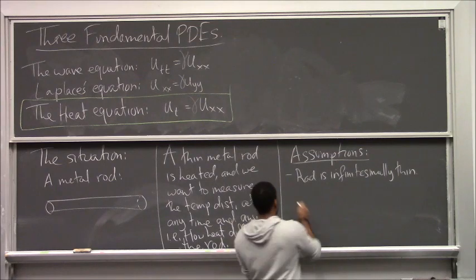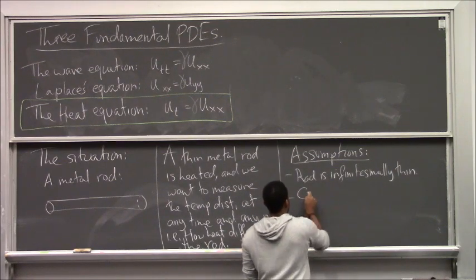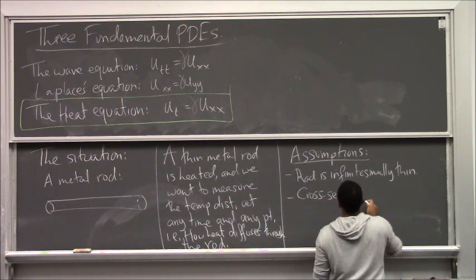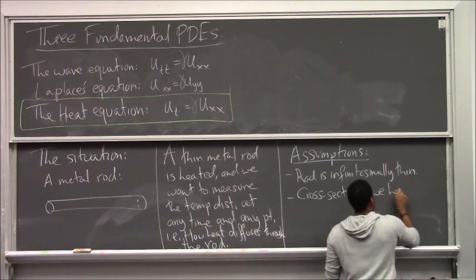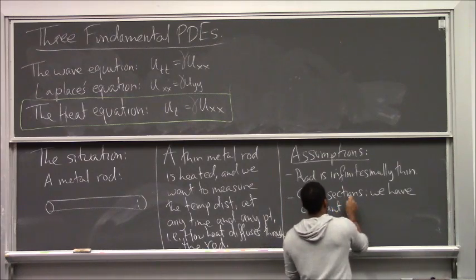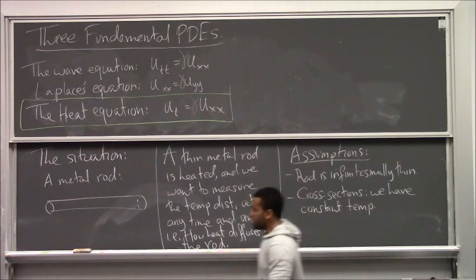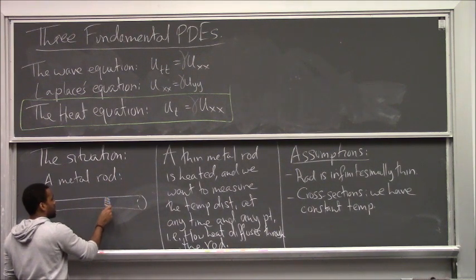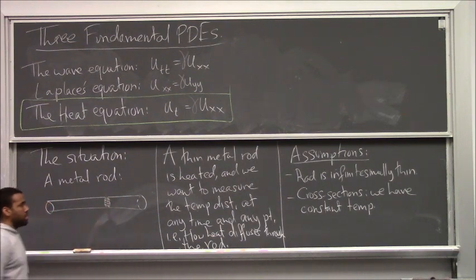Okay. So 2, at cross sections we have constant temperature. Which means if I were to slice this guy, right, and I take out this disc, everywhere along this disc on this vertical plane, I will say has the same temperature. If I take another slice somewhere else, it might have a different temperature, but along that slice, every point along that slice will have the same temperature. The wire is so thin that we can make this assumption.